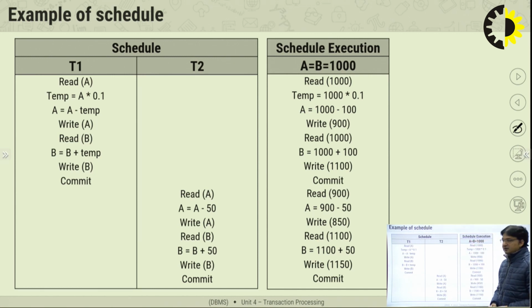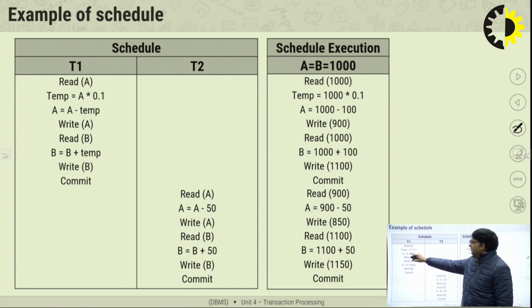Now let us consider this example. Here there are two transactions, T1 and T2. This is again an example of a serial schedule. Transaction T1 is reading the value of A, then doing some modifications and then writing some value in B. So the first instruction is read A, then temp equal to A into 0.1, A equal to A minus temp, and whatever the value is, it is being committed.